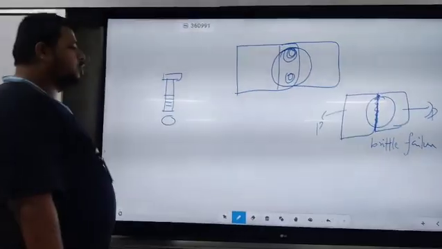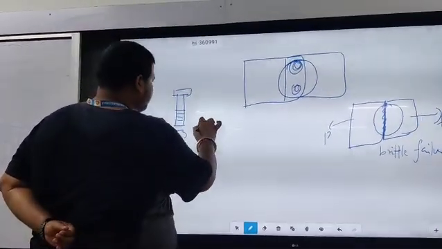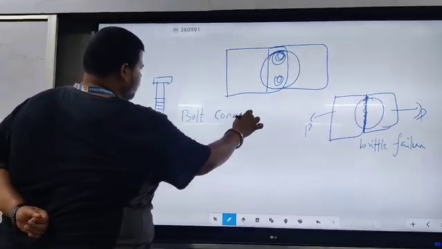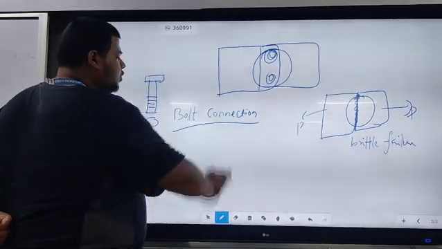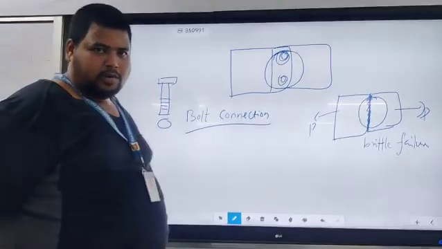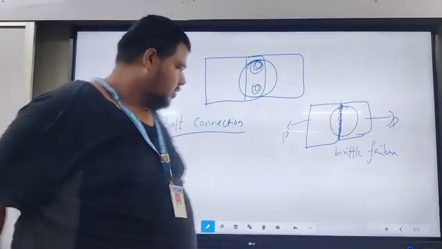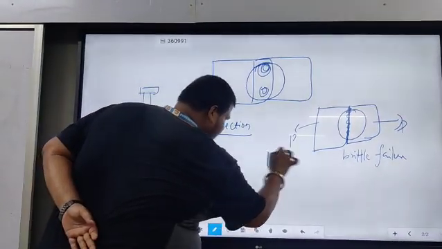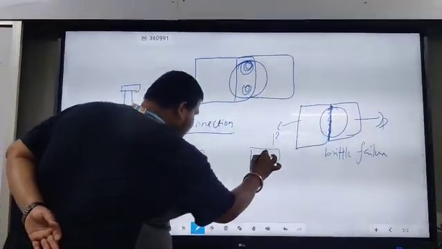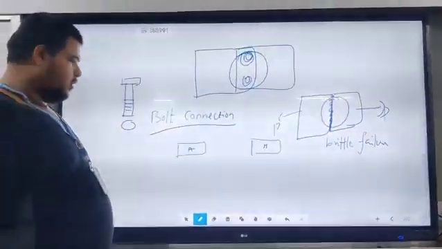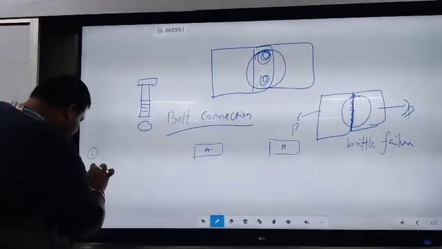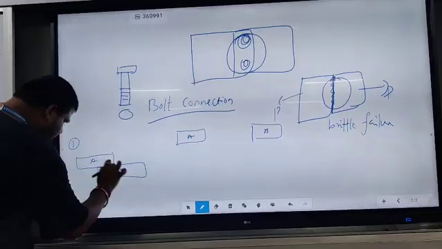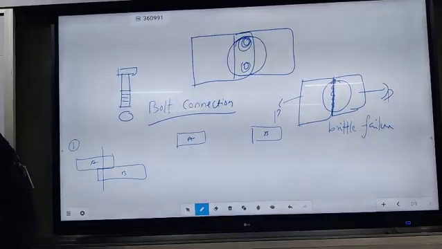So now coming to the bolt connections. We will discuss bolt connections. Okay, there are two types of joint. Suppose this is my plate here and this is my another plate. This plate is A, this plate is B. How can I join? First, I can join this way. This is my plate A, this is my plate B, and by putting bolt.